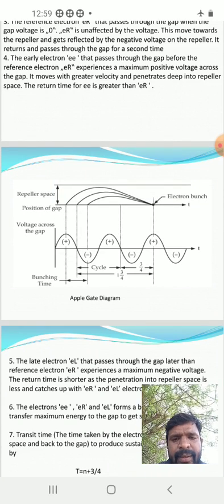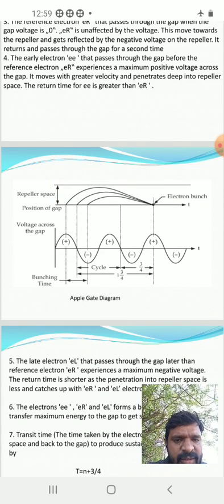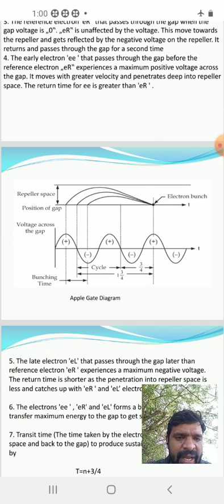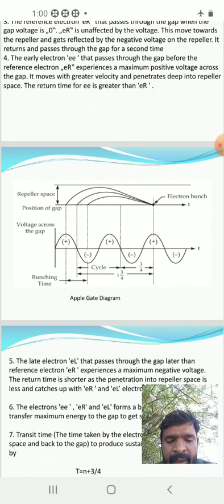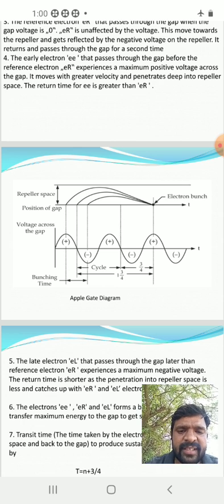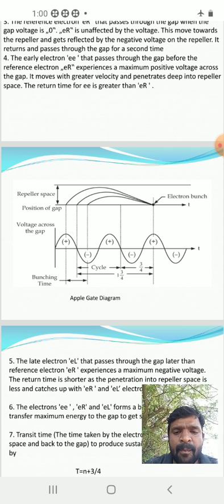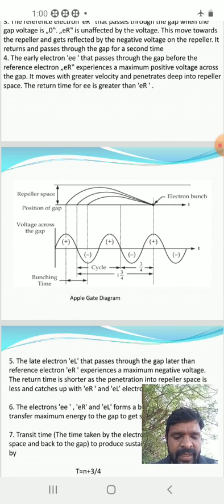This diagram shows the position of the gap to the repeller space. The electrons bunch together, and this is called an electron bunch. Here the electrons taken from the anode cavity to the repeller space, the forward electrons and the reverse electrons, are combined. In this way the bunching process is done from the second cycle onwards. So the bunching increases as the repeller voltage increases. At very high repeller voltage, more bunching takes place.